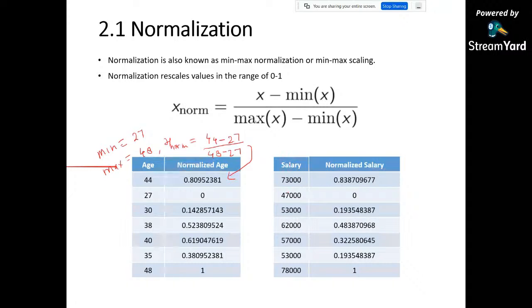And similarly for salary also you can calculate the normalized value. And here you see, after normalization, both the age and salary columns will have values between 0 and 1. So that dominating factor will not come into place. So that's where this helps you.